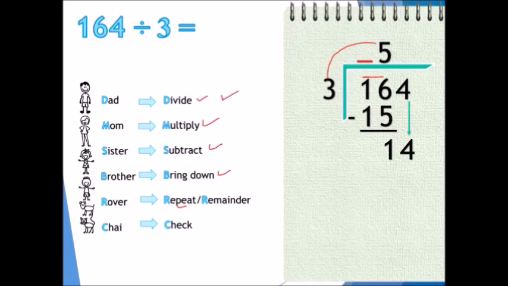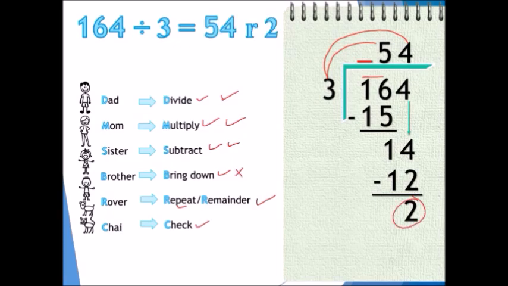Divide 14 divided by 3 is 4. Multiply 3 times 4 is 12. Subtract 14 minus 12 is 2. You don't have any more digits to bring down. The remainder is 2. To check your answer, you can multiply the quotient and the divisor and add the remainder.